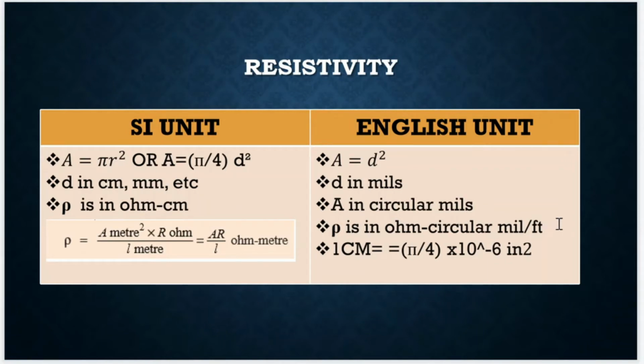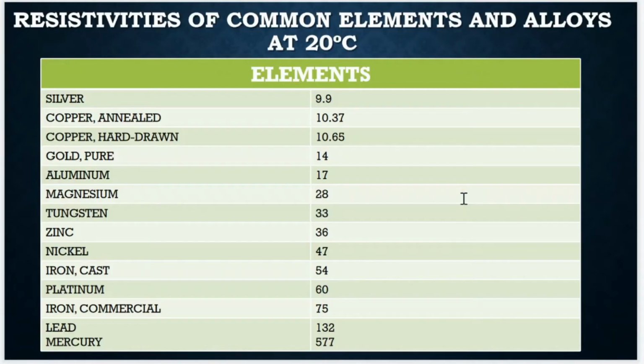So remember the difference between SI unit and English unit. The diameter in SI is in centimeter or millimeter, and the diameter in English unit is in mils. The area in SI is just the formula for the area of a circle, while the area in English unit is circular mil, that is D squared.